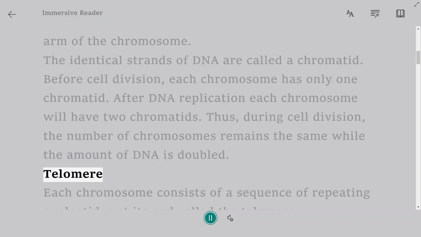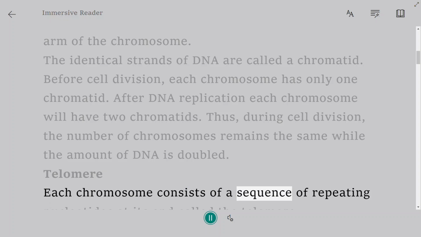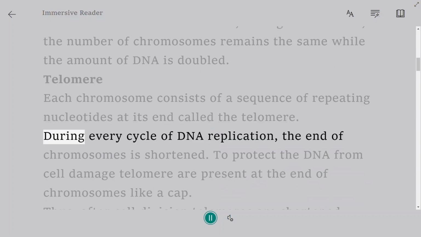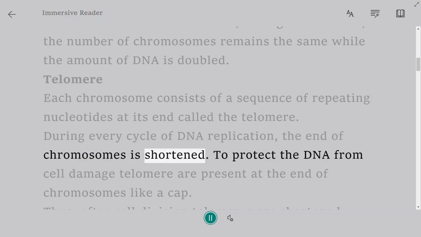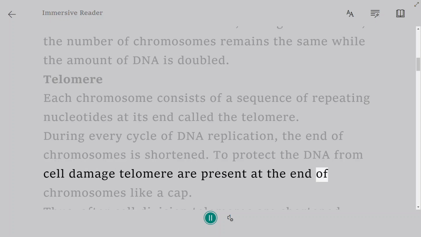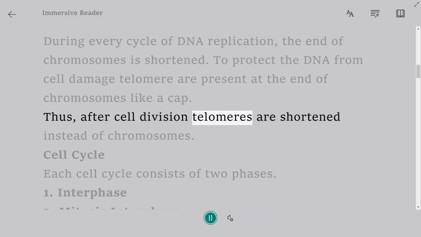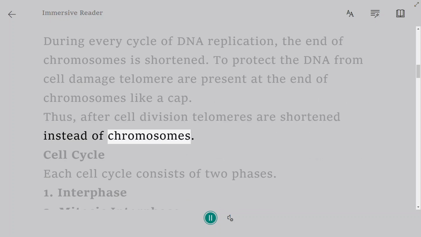Telomere. Each chromosome consists of a sequence of repeating nucleotides at its end called the telomere. During every cycle of DNA replication, the end of chromosomes is shortened. To protect the DNA from damage, telomeres are present at the end of chromosomes like a cap. Thus, after cell division, telomeres are shortened instead of chromosomes.